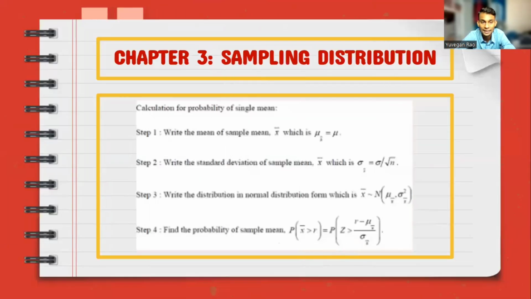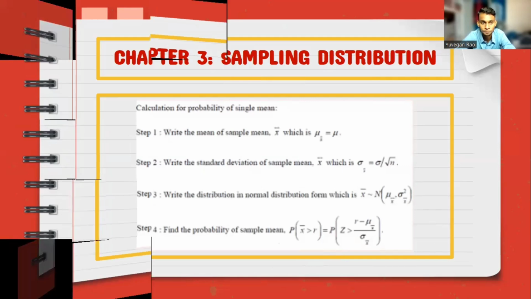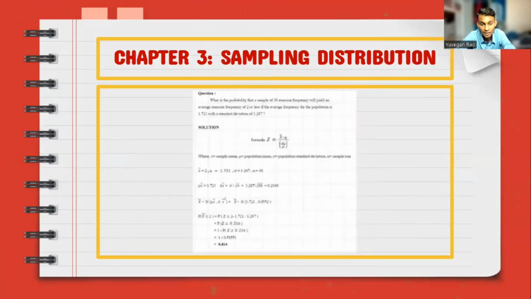As you can see, these are the calculation for probability of single mean. Step 1, step 2, step 3, and step 4. And then here we have the question and the solution, which we have included in the report.